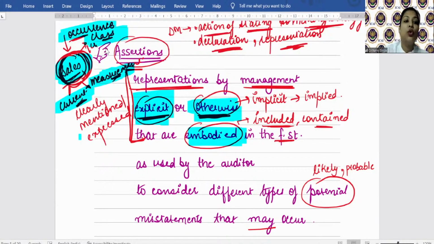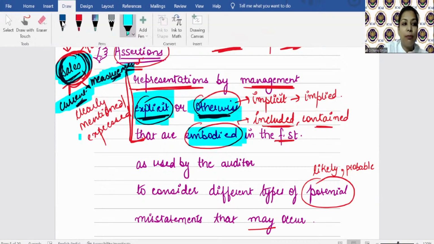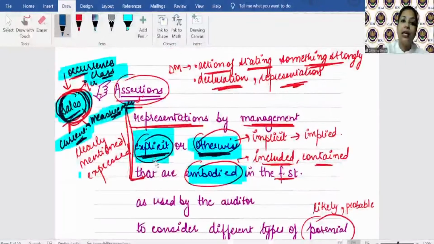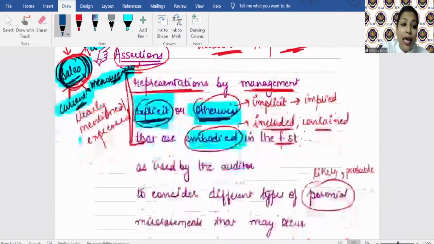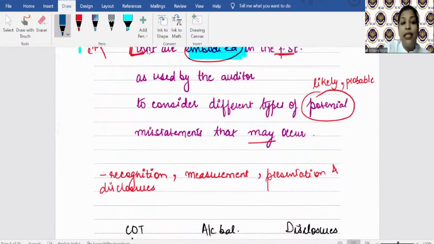ठीक है? So representations by management, explicit or otherwise, that are embodied in the financial statement. है ना? अब मैनेजमेंट ने तो बता दिया कि सेल्स 1 CR की है, ये एक्चुअल में हुई थी. ये इम्प्लाइड है ना, मैनेजमेंट ये कहना चाह रहा है. इनका क्लासिफिकेशन करेक्ट है, ये करेक्ट मेजरमेंट है, ये करंट पीरियड से ही बिलोंग करता है. ठीक है? As used by the auditor.